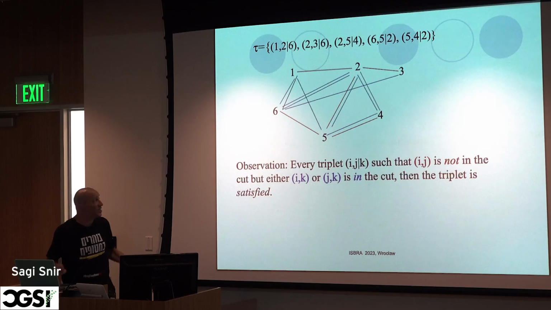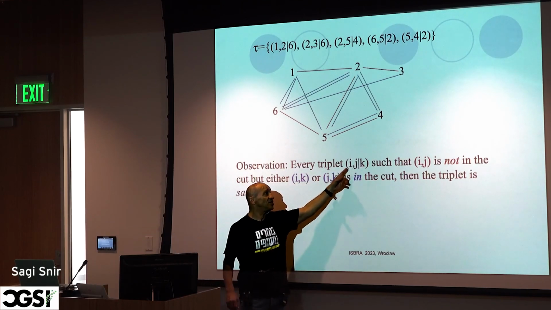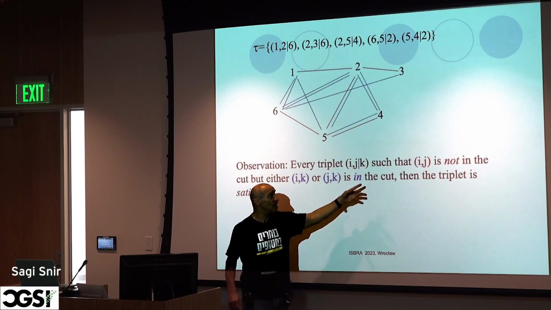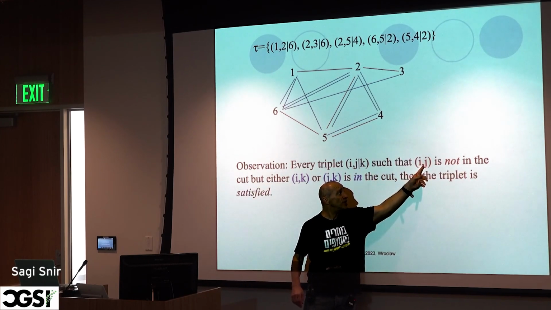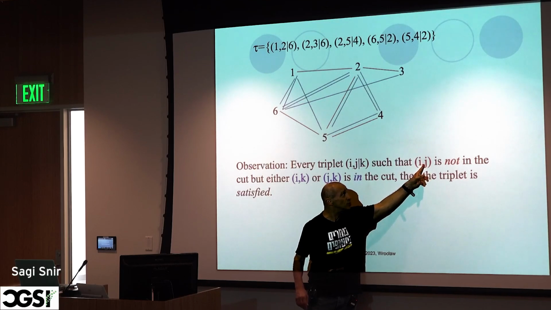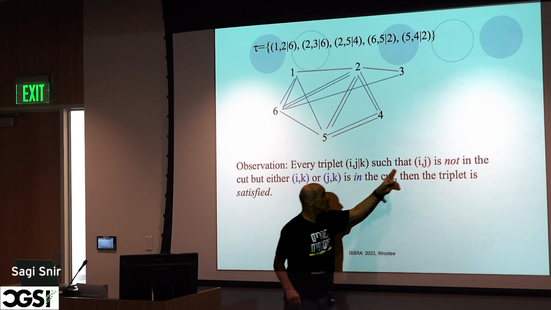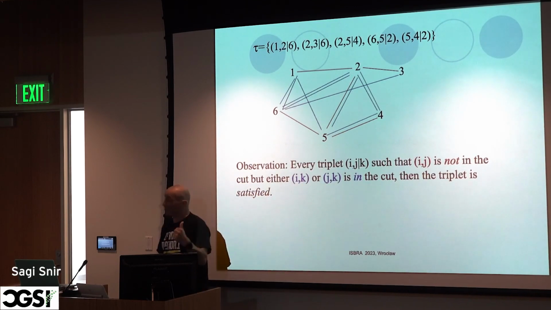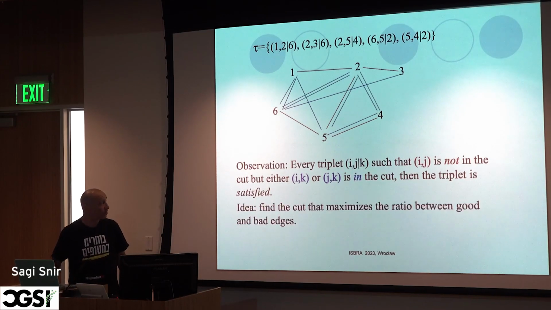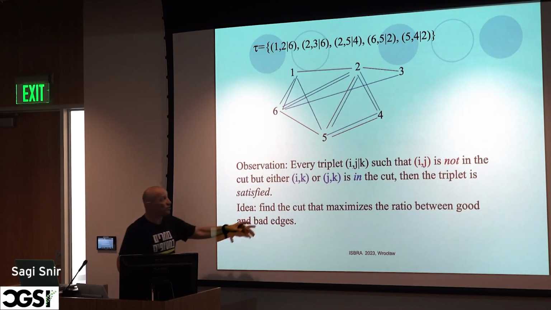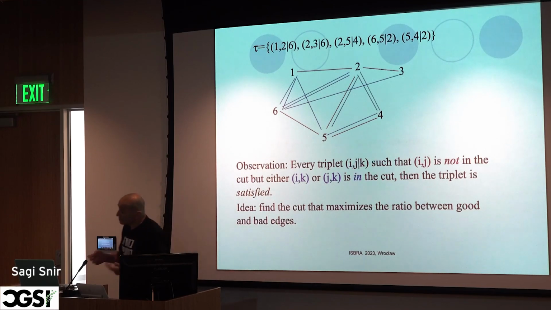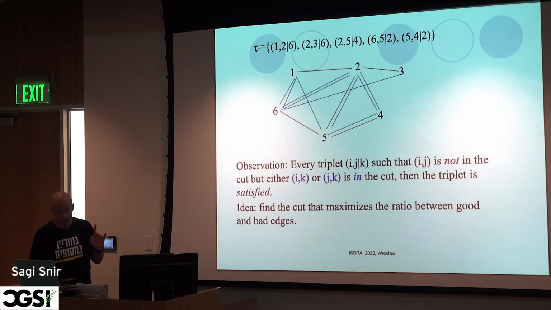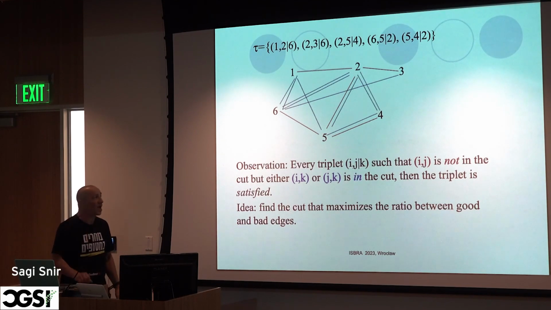And the key observation here is every triplet, ij bar k, such that we don't violate i and j. We don't cut that, we don't separate that edge, but we do separate either this one or that one. That triplet is satisfied. And the idea is to find a cut that maximizes the ratio between good and bad edges. And this is again just a heuristic. It's just a heuristic. And until now, all this is like some games in simple algorithms.